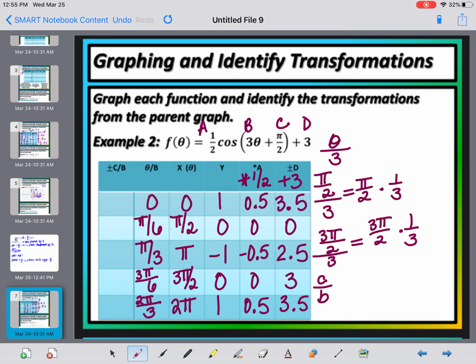Okay, so then our last column, C over B. So remember, take the opposite sign of your C value from the equation. So negative pi over 2 divided by 3. So my phase shift, I'm really subtracting pi over 6. Okay, so I'm going to subtract pi over 6 from everything in this previous column here.